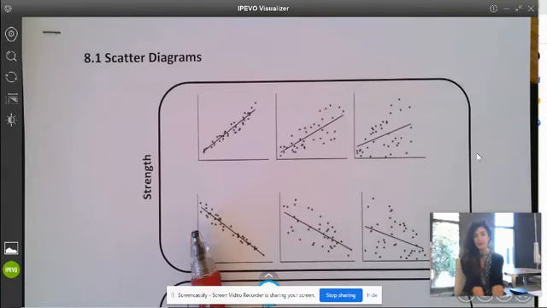Hello, 12th graders. So we're starting chapter 8, what we're referring to as unit 8. It's chapter 14 in your textbook. So it's actually the very last chapter in your textbook. But we are going to talk about more statistics and different ways to represent data.